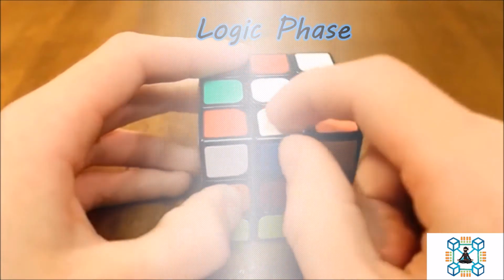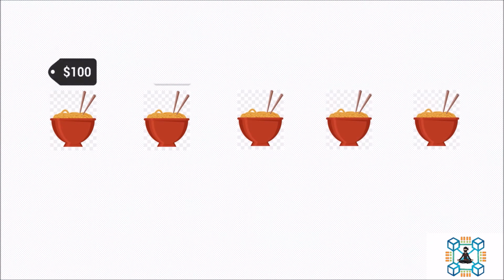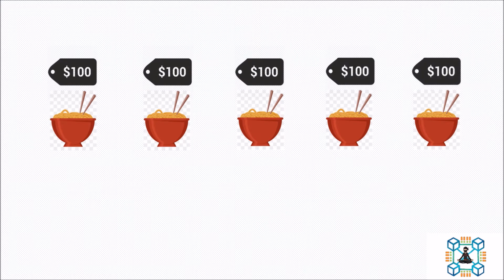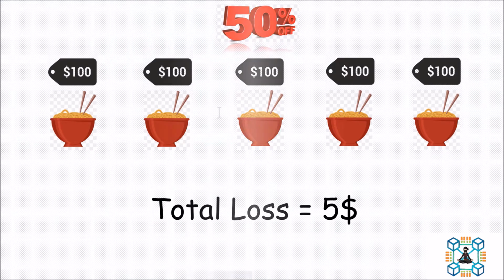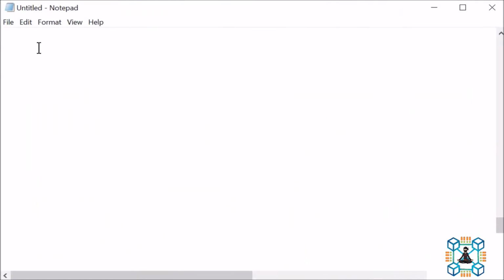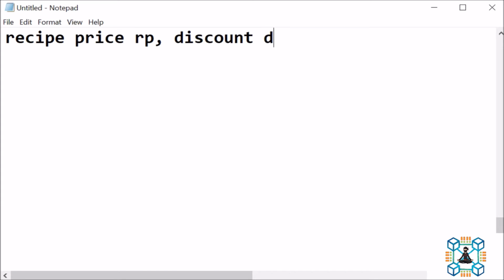A quick recap of what we had imagined. Let's say we have 5 recipes of $100 and Chef decides for a 50% discount. So loss would be, yes, $125. Now it's time for building a logic that should work for every scenario. Let's say we have recipe price, let's call it RP. Let's say discount D.